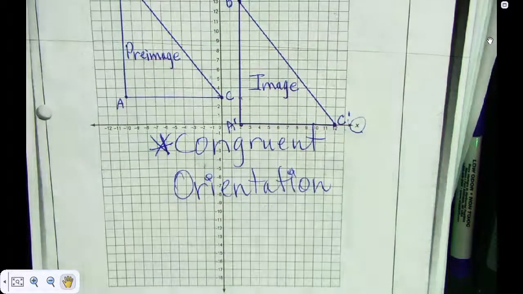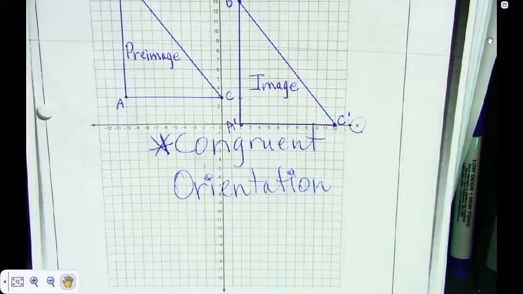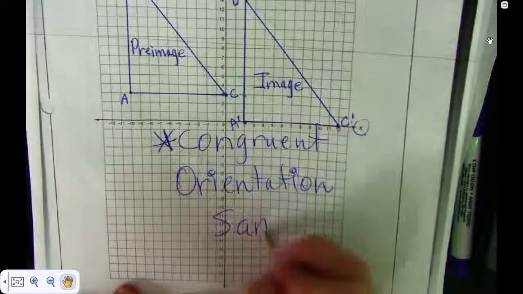Right now, orientation for this means: did the figure stay the same direction? Does it look the same? It's facing the same direction when we slid it, isn't it? It's the same triangle. We just slid it over and down. This is a right triangle. This hypotenuse is facing what? Northeast, right? Well, this is still the northeast side. So the orientation stayed the same.